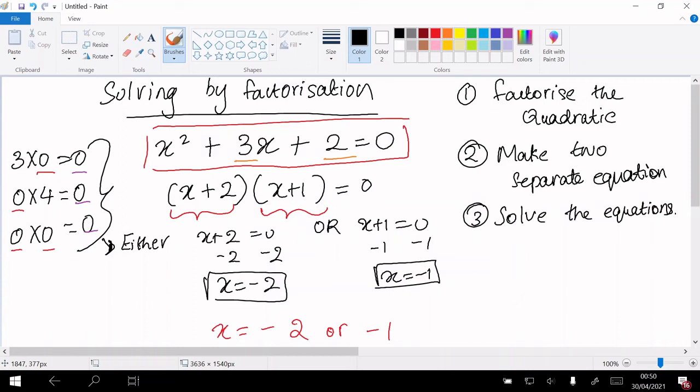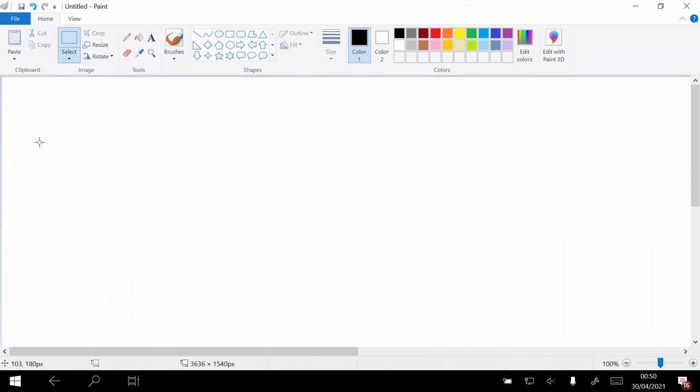So this question can get harder by making the quadratic harder. So let me give you an example of when the question can get harder. For example, when a number is added in front of the x squared, the factorization becomes a bit harder. For example, 2x squared plus 7x plus 1 is equal to 0. Oh, sorry, not 1.